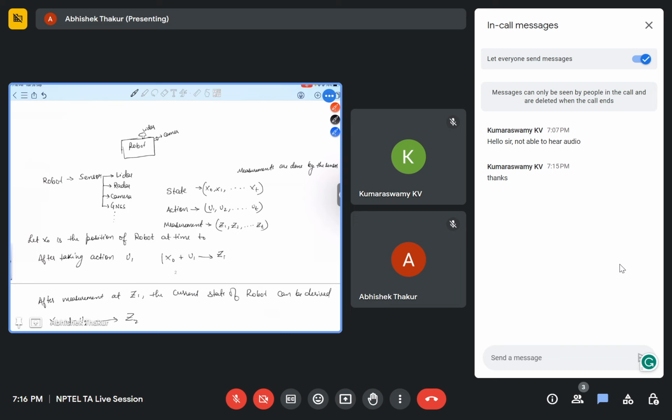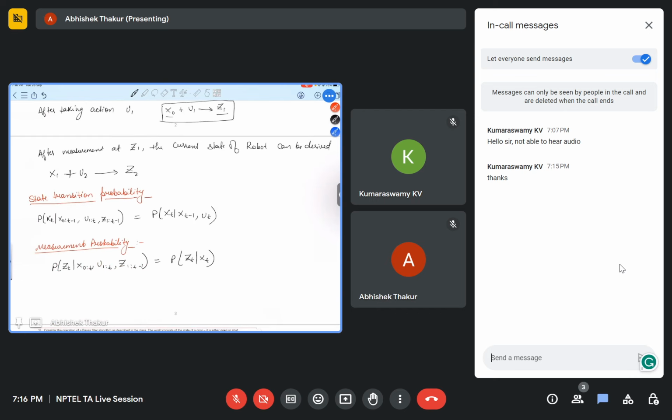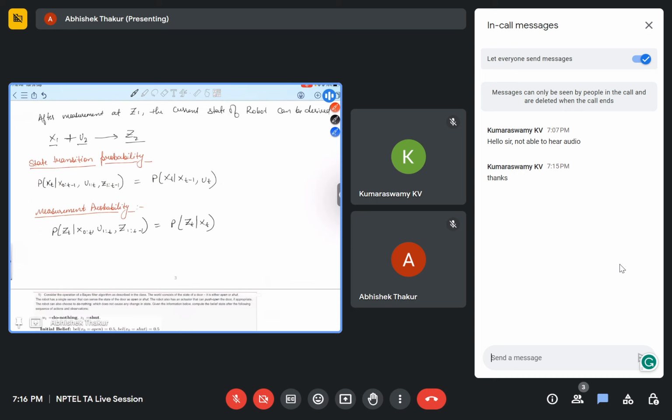So here you can see, when the robot is at x0 at the timestamp t0, after taking action u1, it moves to the state x1, and from x1 the measurement done is z1. Then again, when the robot is at x1, it takes the action u2, moves on to the position x2 and has the measurement z2. This is the way to give a state transition probability.